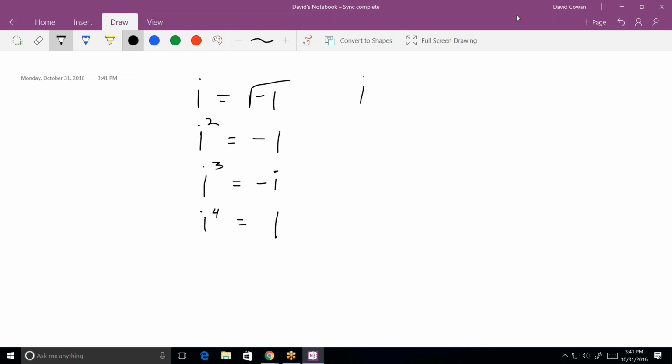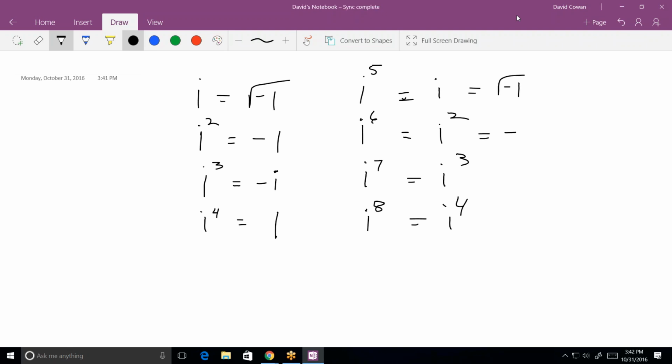And now that sequence repeats. In other words, I to the 5th is the same as I times I to the 4th, and I to the 4th is 1, so that's equal to I. This is equal to I squared, this is equal to I cubed, this is equal to I to the 4th. So that would be square root of -1, that's -1, that's negative I, that's 1. Every perfect multiple of 4 is going to be 1.